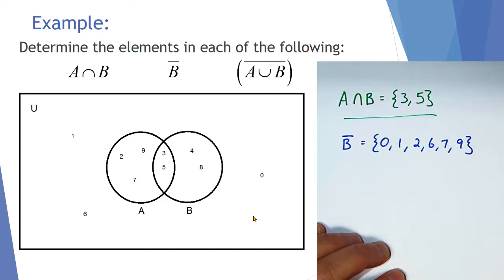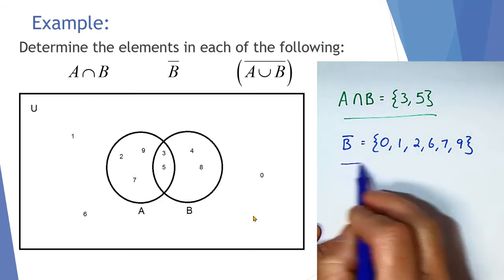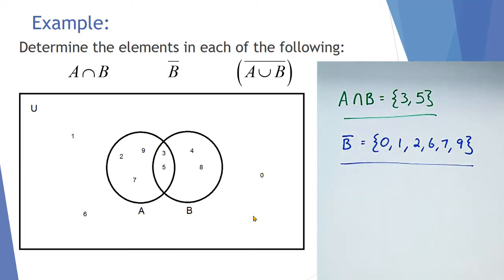This Venn diagram has a total of 10 digits. That is to say, our universe contains 10 elements. And since 4 of them are in B, we should get 6 that are not in B, and that's exactly what we have here. The 6 elements in the complement of B are 0, 1, 2, 6, 7, and 9.